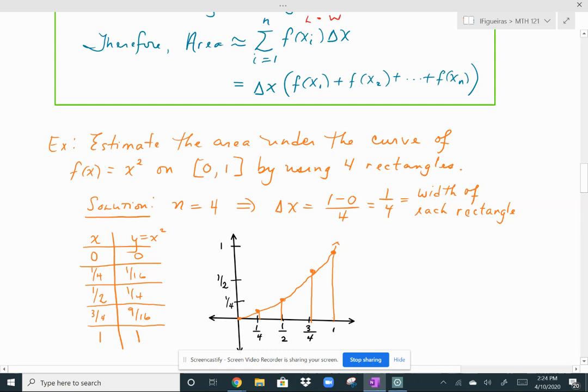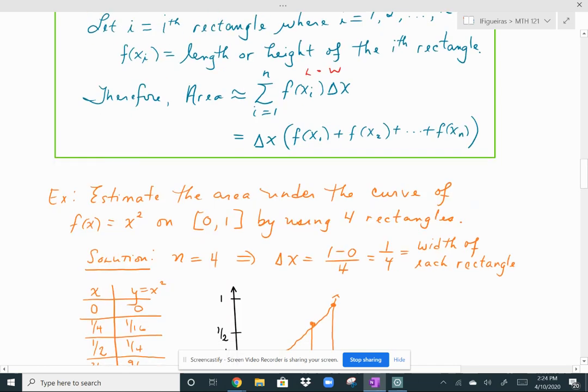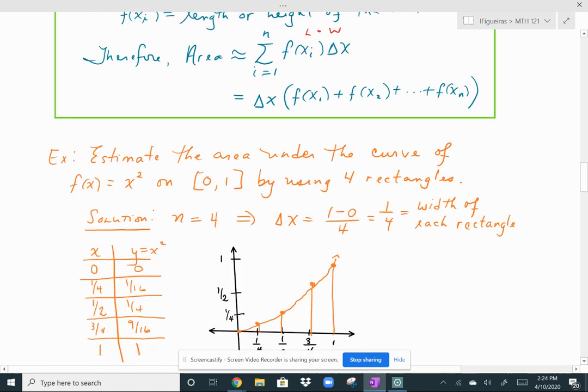So first I'm going to compute my delta x. Remember, I told you above that delta x is the formula b minus a divided by n. My a and b are 0 and 1 in this problem, and my n is 4. So delta x is 1/4, 1 minus 0 divided by 4. That means that is the width of each rectangle that we're going to use in order to estimate the area underneath this curve.